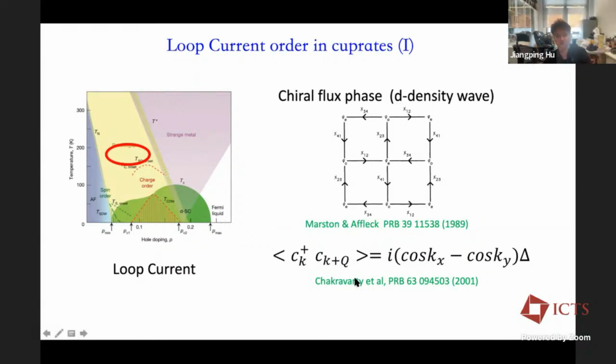If you write this loop current order in the momentum channel, you have K plus Q as nonzero, and you have the d-wave factor like cosine kx minus cosine ky, and imaginary. I think this topic, the d-density wave, started around 2001, 2002, and was a very hot topic. Of course, later we do not have smoking gun evidence to support this in the cuprates, but this is certainly one very interesting idea which has been generated in the study of cuprates.